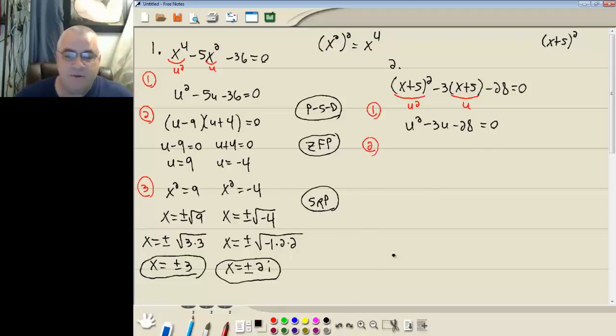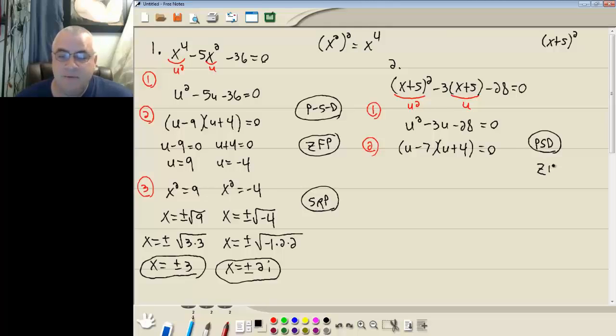Now step 2 says solve for U. And again, we're going to use the PSD method here. This factors as (U − 7)(U + 4). Then we'll use the zero factor property. You get 0 on one side, you factor the other side, you set each factor equal to 0. So I'll set U − 7 = 0 and I'll set U + 4 = 0. And that gives us U = 7 and U = −4.